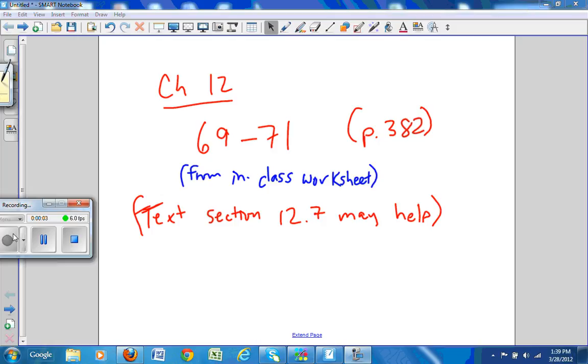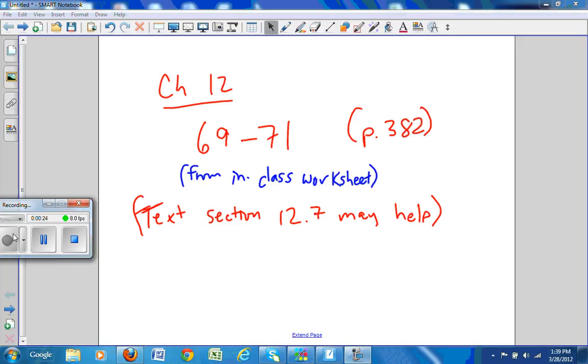All right, everybody. So today you're going to be working on finishing up the problems that were at the end of the in-class worksheet from a couple days ago. And we did 68 in class yesterday, Wednesday, and started number 69. And so solutions, by the way, from all these numbers 69 through 71 can be found on the Moodle site.